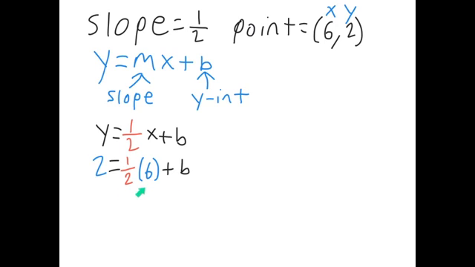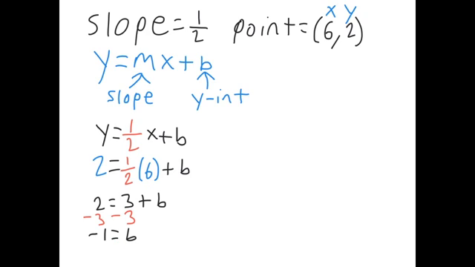So first, what's 1/2 times 6? Well, 1/2 times 6 is 3. So that's going to give us 2 equals 3 plus b. Now to solve for b, this is a positive 3, so we subtract 3 from both sides. And that will give us -1 equals b. So now we have our b.